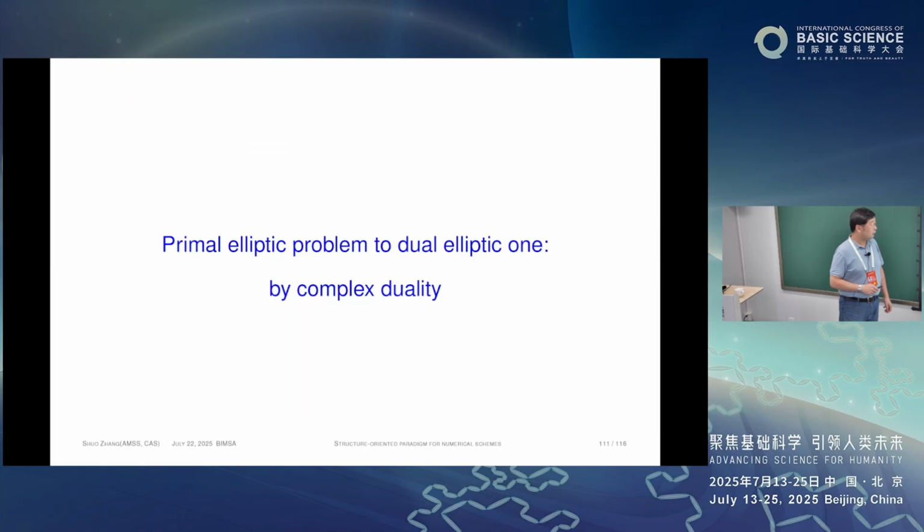Okay. I would like to emphasize this. This method does a primal to dual transformation, but it's from one elliptic problem to another elliptic problem. What can we do?